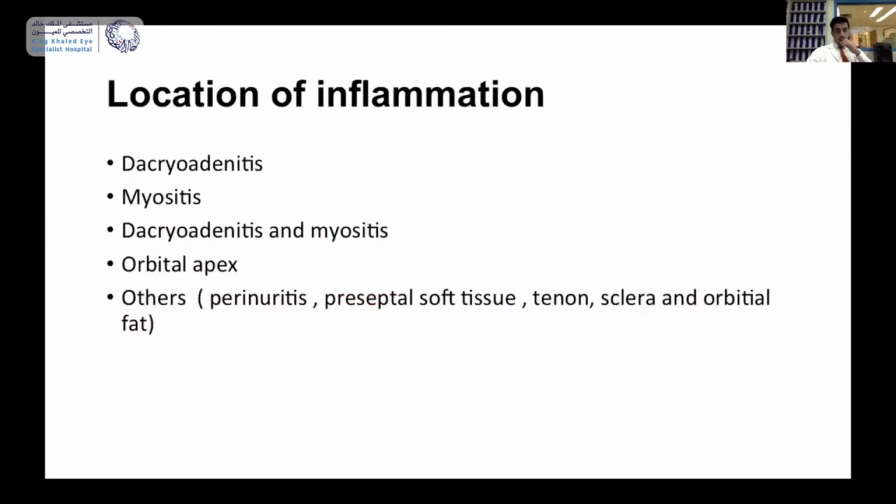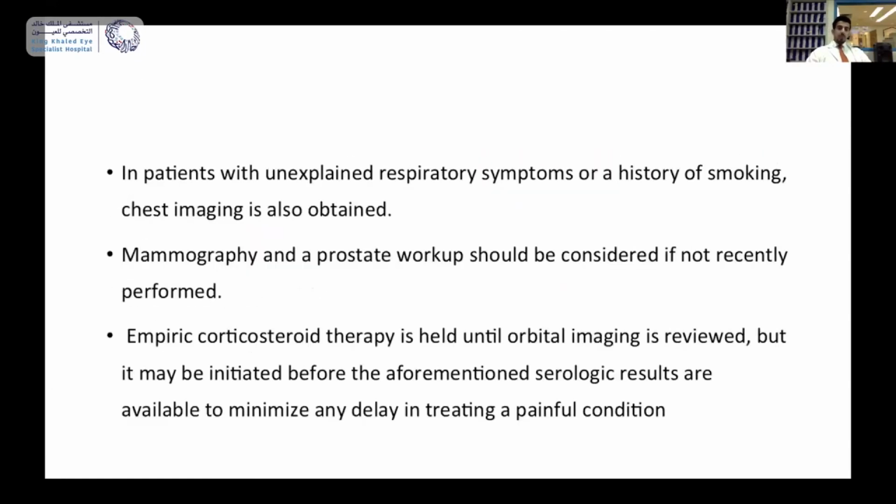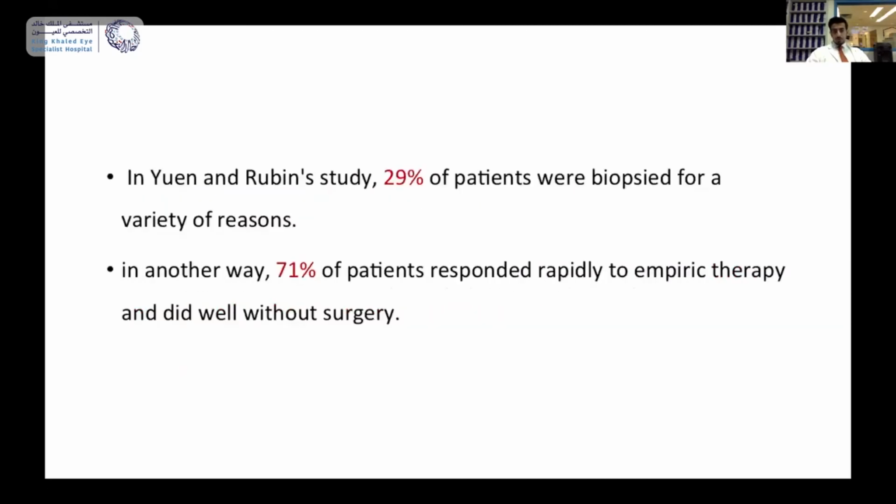They localized the inflammation to these organs, and said that pain and periocular edema are a common presenting symptom. They also mentioned that 29% of patients were biopsied for a variety of reasons. So in another way, 71% of patients responded rapidly to empiric treatment, and they did well without surgery.